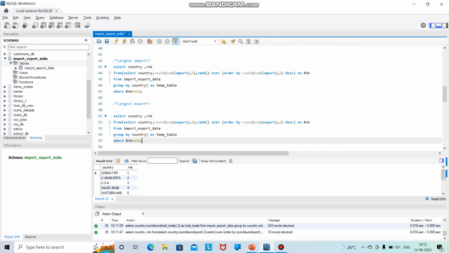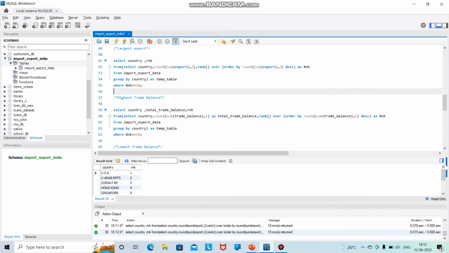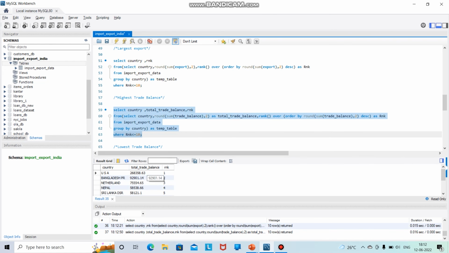Now to find out the largest exporters, which means I want to find the top 10 countries to which India sends its goods. If I run this query, I find the top 10 largest exporters, where USA is on top. The next objective is to find the highest trade balance, where I want to see the positive trade balance, the situations where export has led import. When I run this query, I can see USA, Bangladesh, Netherlands, Nepal. These are the countries where export is more than import with respect to India.